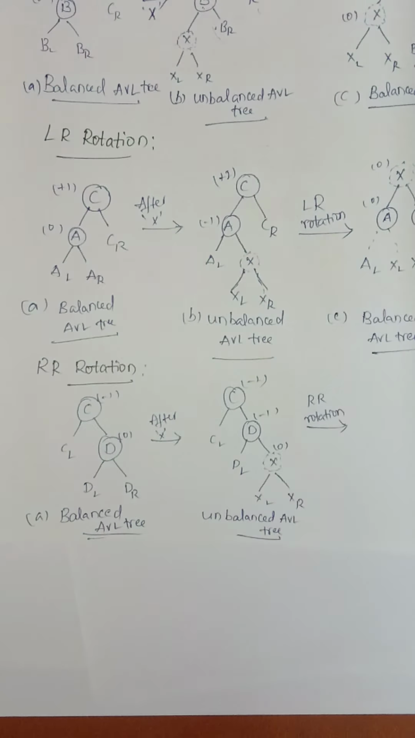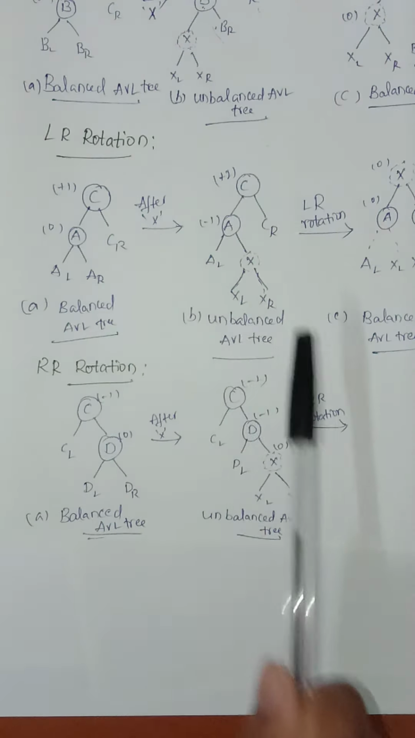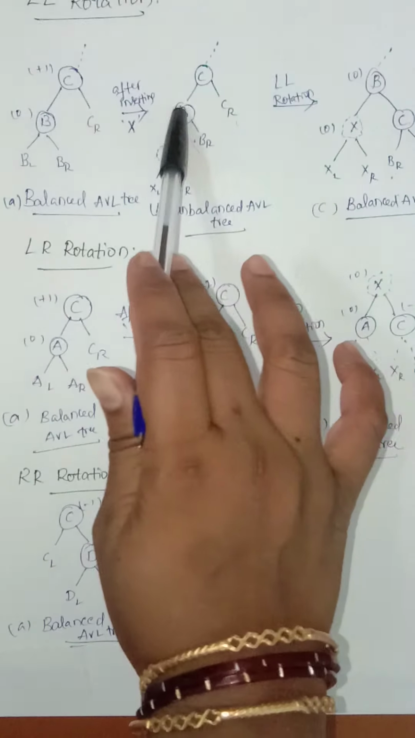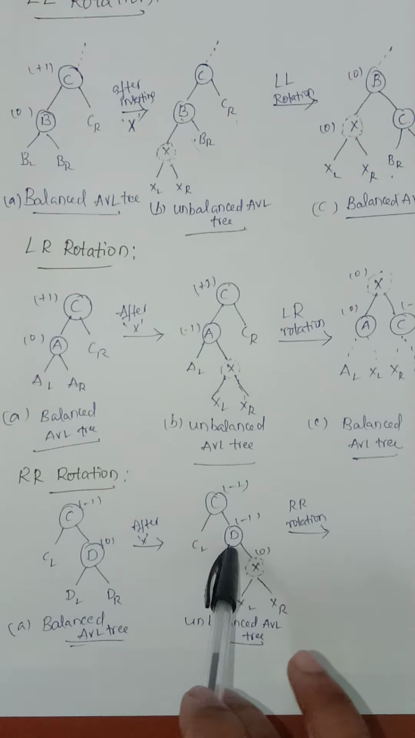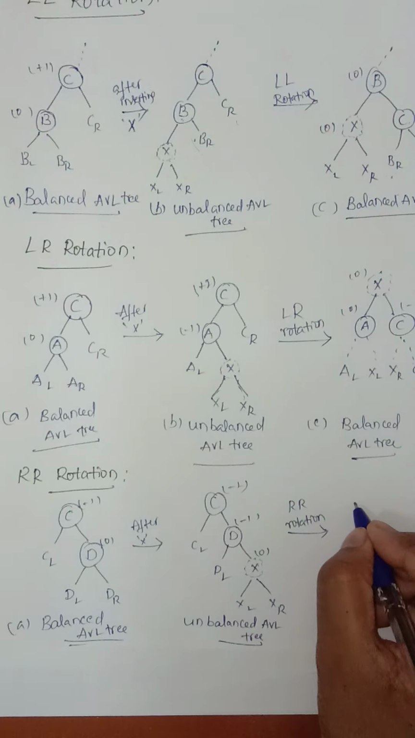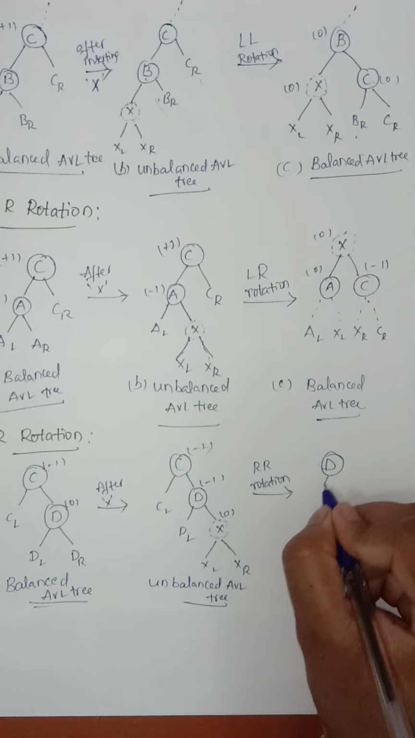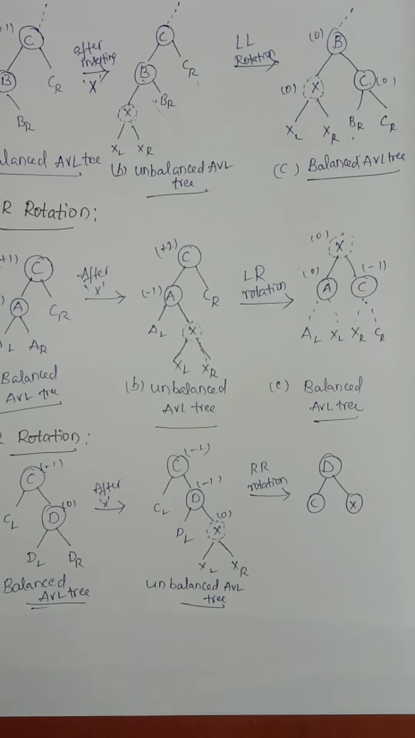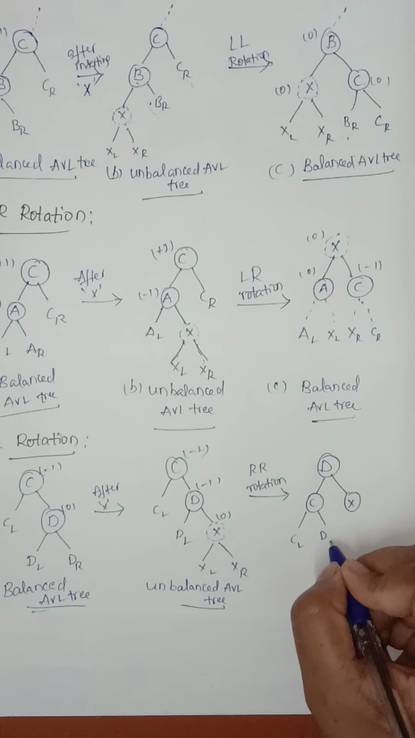After doing RR rotation, we will balance the AVL tree by moving the right part to the node. Similarly, in the first LL rotation we made B the root node. Here we are making D the root node. RR rotation. Root node is D. Then the left child is C, the right child is X. So CL over here, DL over here.